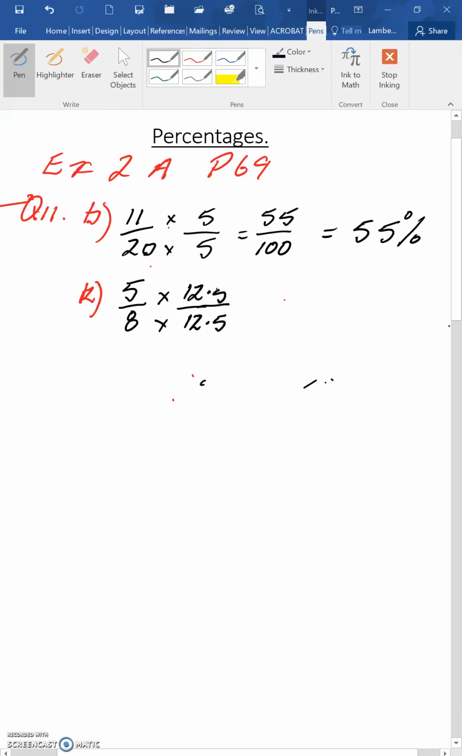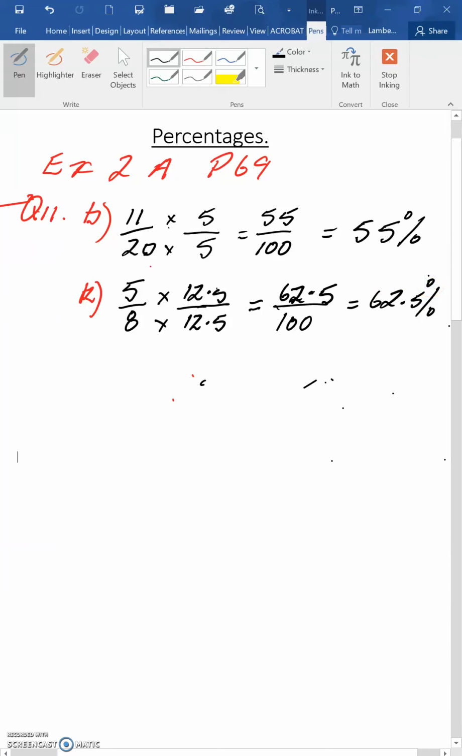12.5. And then we know that it will equal 100. And 12.5 by 5 is 62.5. 62.5, so that gives us 62.5%.